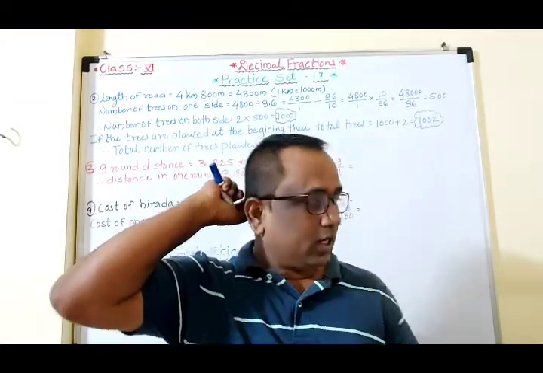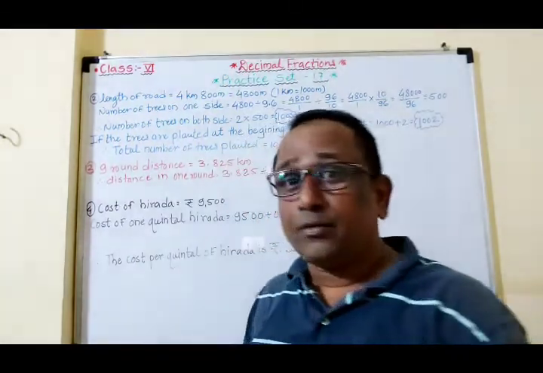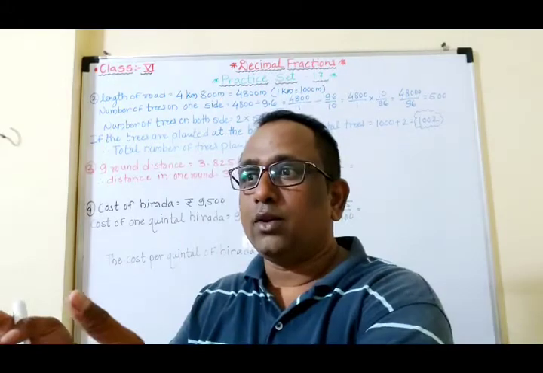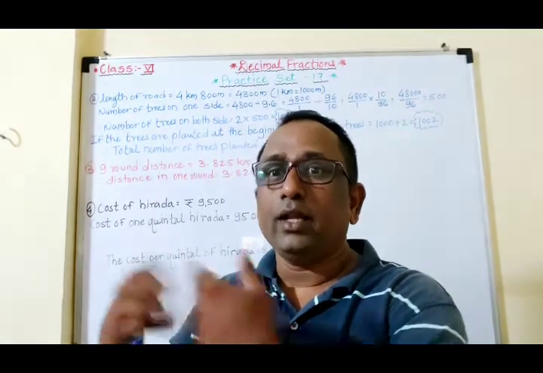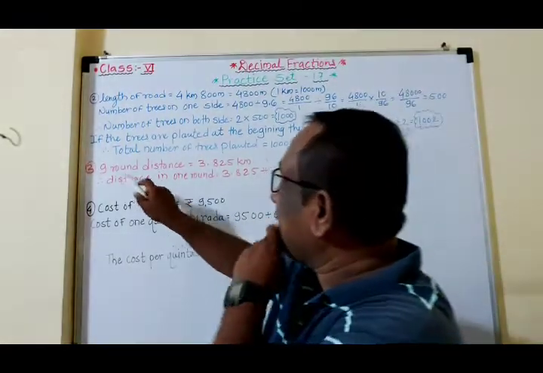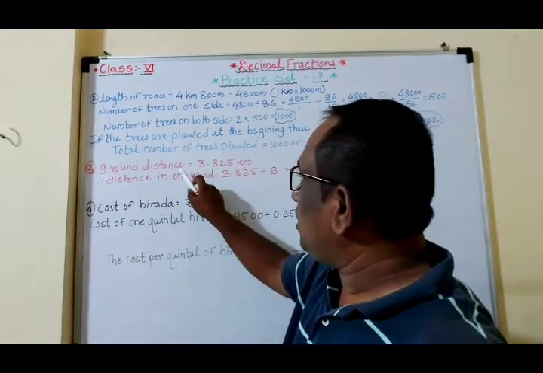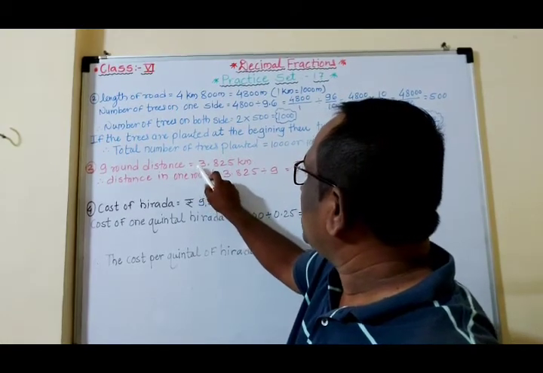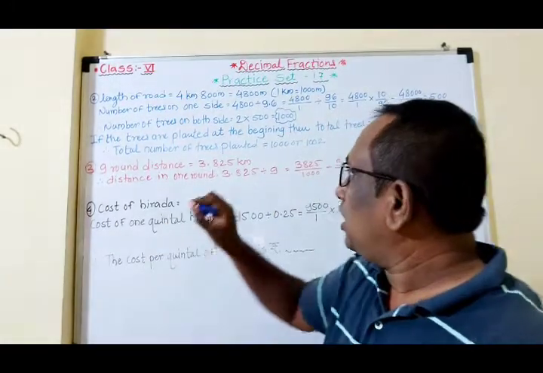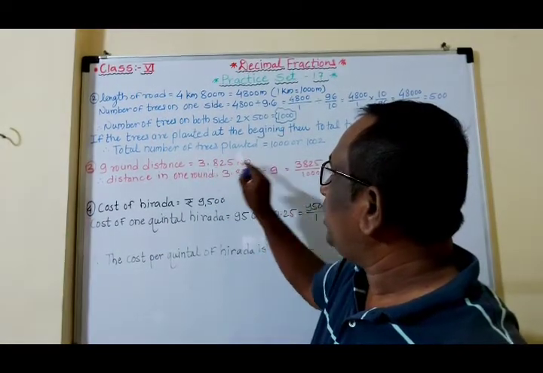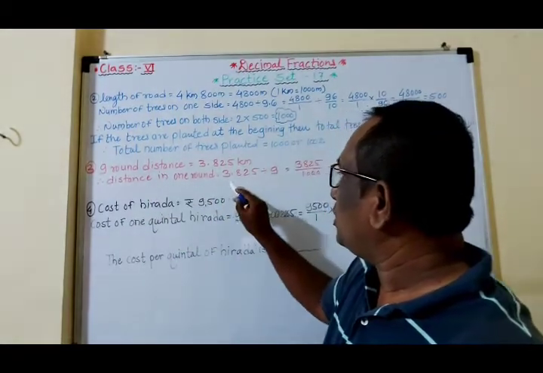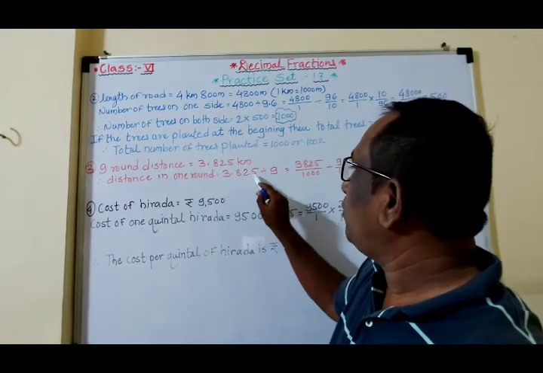Okay, now see here, you learn, now you are in 6th standard, so you learn when many things are given and we have to find 1, then we have to divide. When we have to find the many things, we have to multiply. Now see here, 9 round distance is equal to 3.825 kilometers. For 9 rounds she covered the distance 3.825 kilometers. Therefore now we have to find the distance in 1 round, so we have to divide here, 3.825 divided by 9.